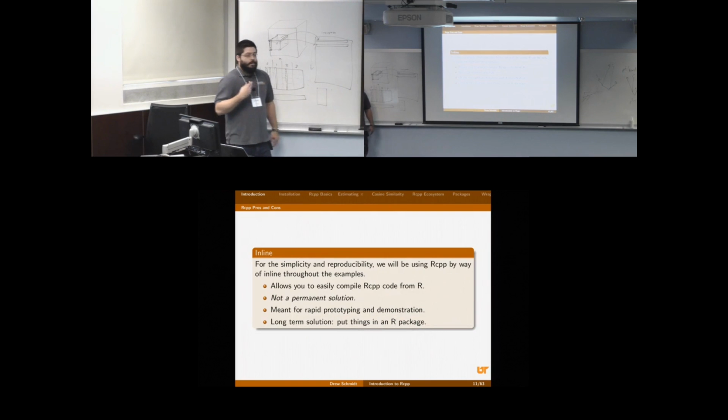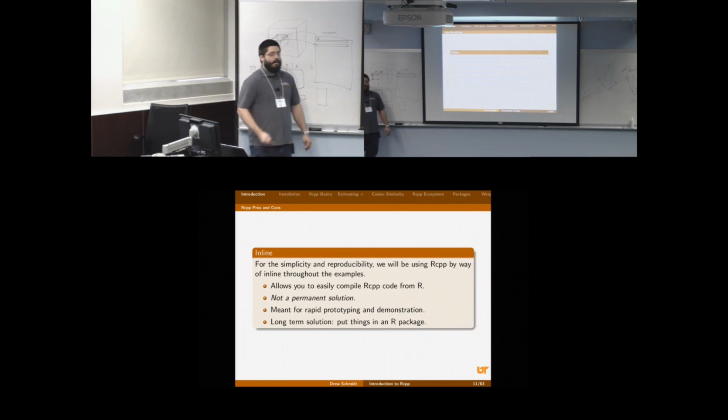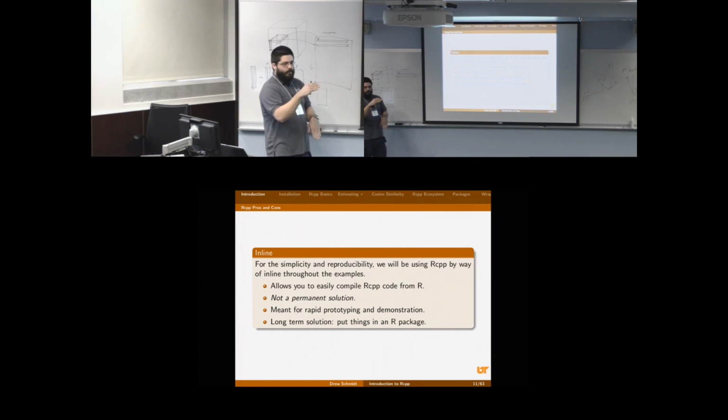In the examples, we will be using the inline package. Inline allows you to just basically write your Rcpp code in an R terminal, basically as a string, and then you can compile it on the fly directly from R. So it allows you to easily build Rcpp code and interface to that compiled code.